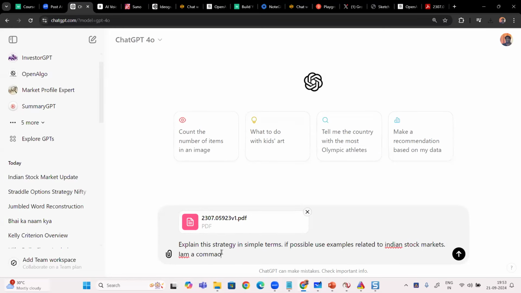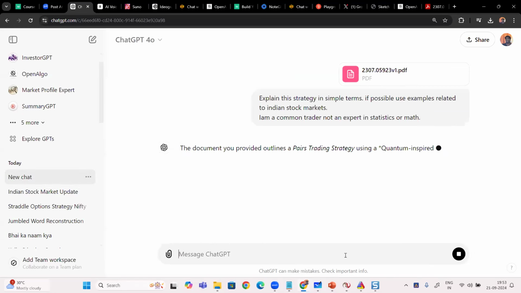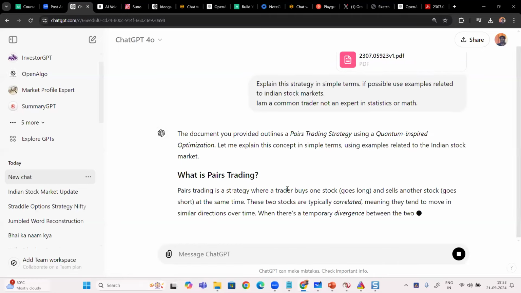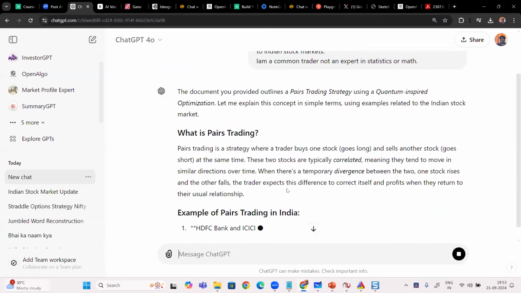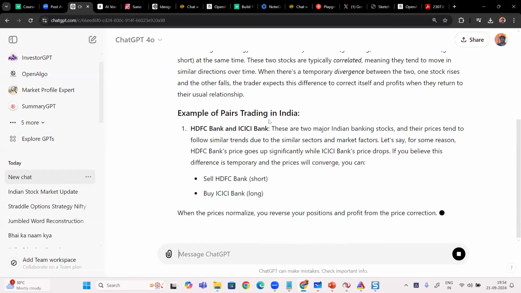I am a common trader, not an expert in statistics or math. So basically, you don't need to be an expert in mathematics or statistics to understand those things. Those research papers are nothing but complex concepts, and it explains point by point. Even if you are very new to trading, it tries to explain what pair trading is all about. An example of pair trading in India is how we can do pair trading with HDFC Bank and ICICI Bank, right?